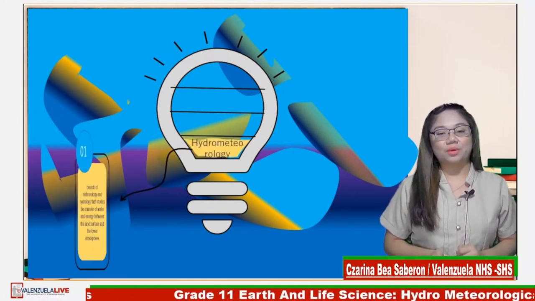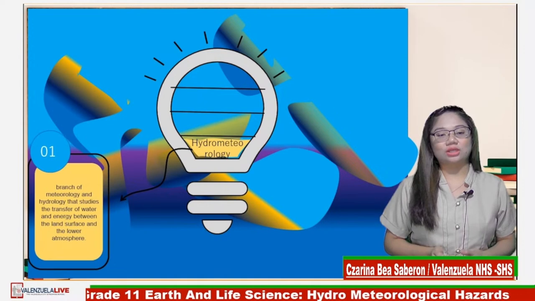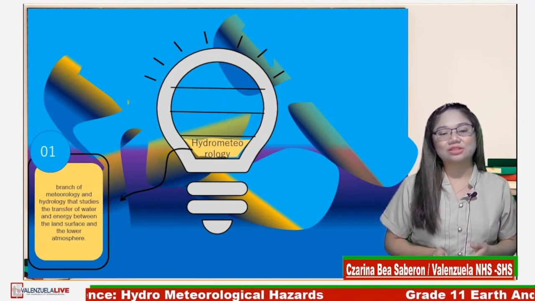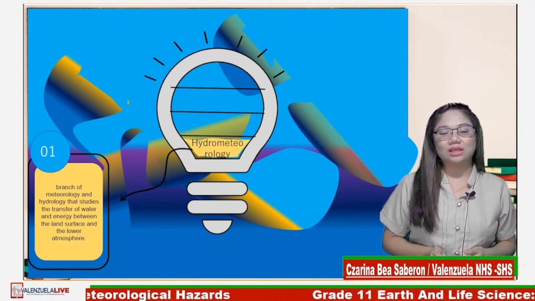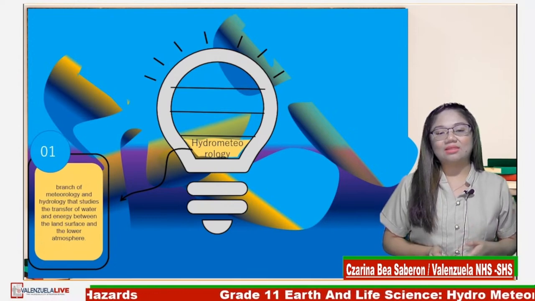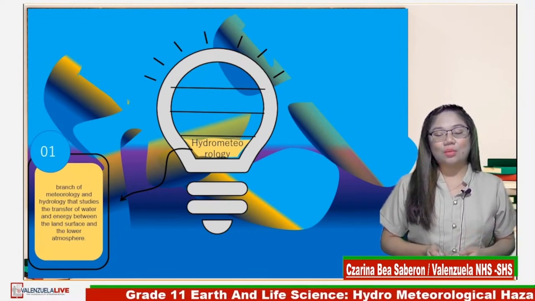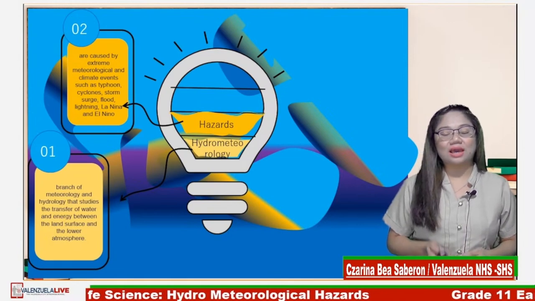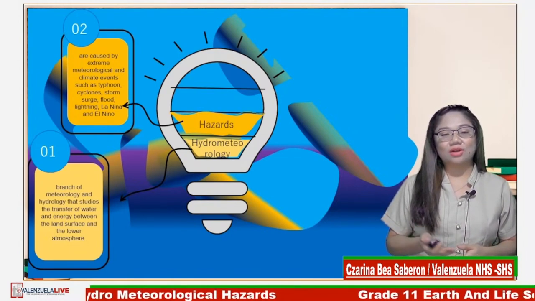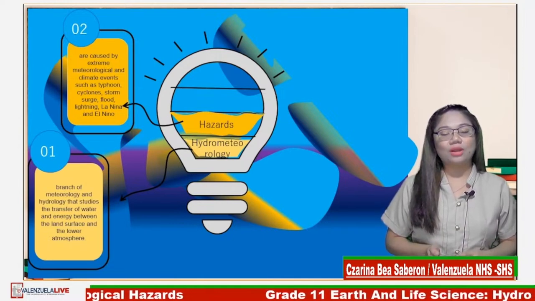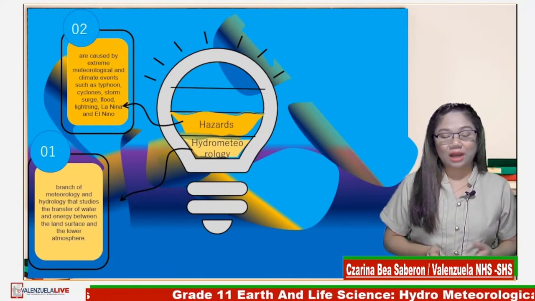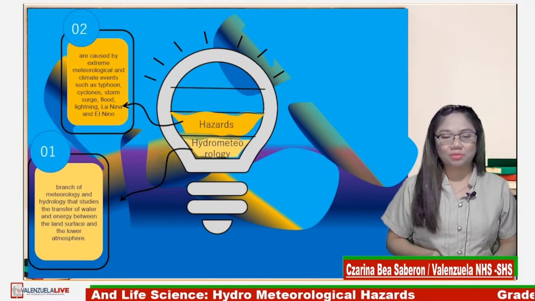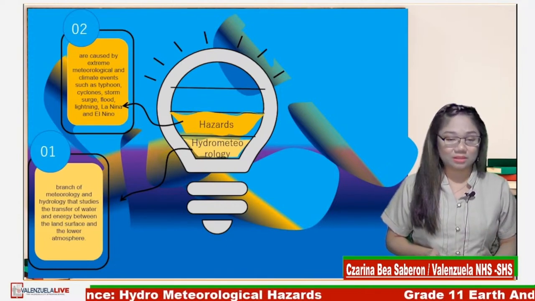First and foremost, hydrometeorology is a branch of meteorology and hydrology which focuses on the transfer of water and energy between the land surface and the lower atmosphere. Next, we have the hazards. As you know, hazards are the phenomena and processes brought about by meteorological or hydrometeorological processes which could cause loss of life, environmental damages, economic disruption, etc.